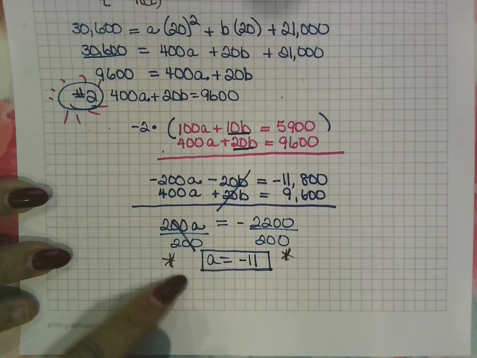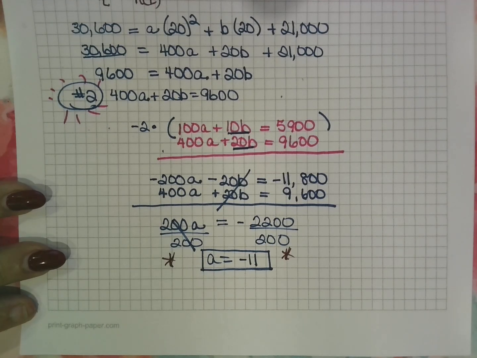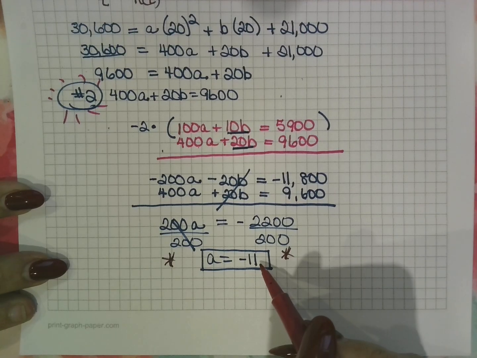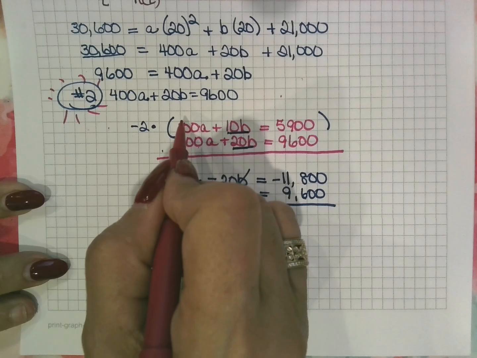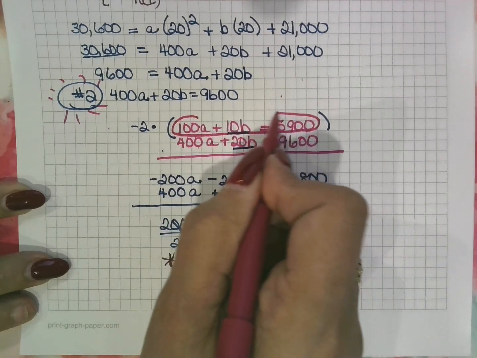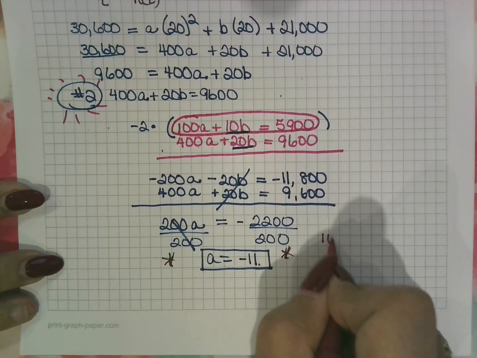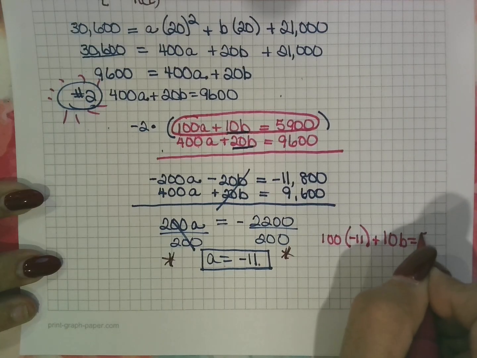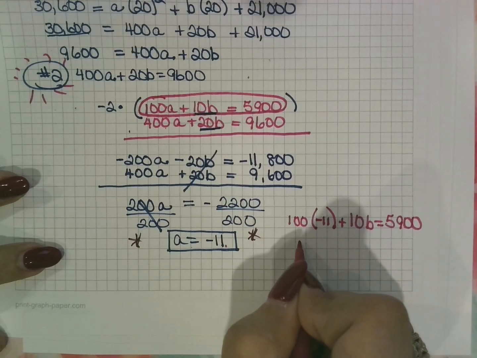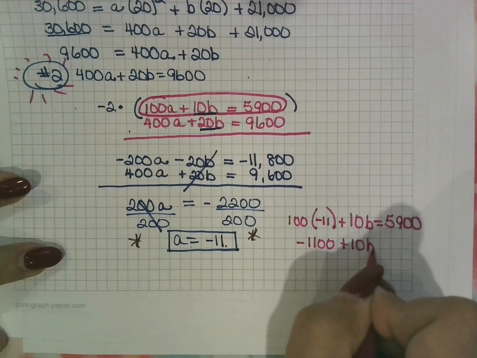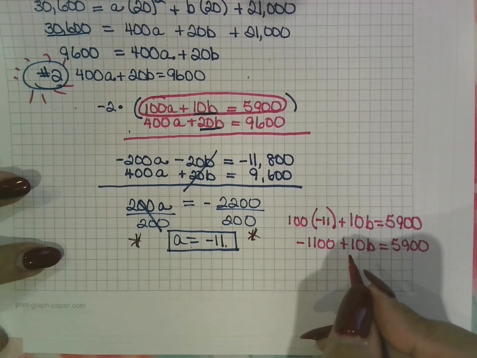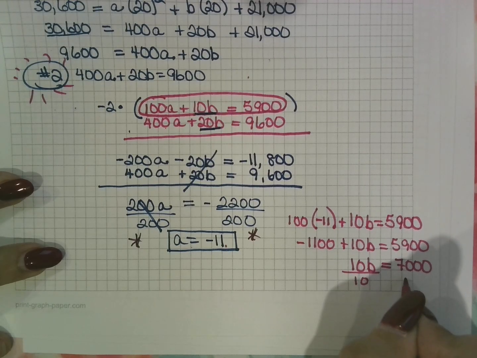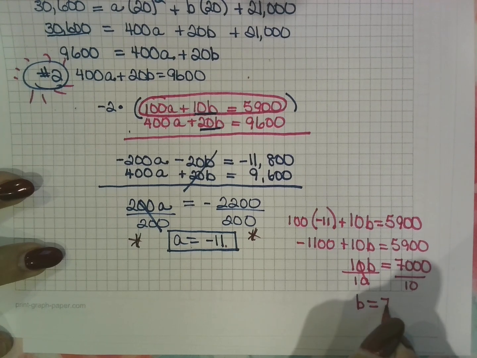So that's important. Next thing we need to figure out is, what is B? To figure out what B is, you can go back to one of these two original equations, whichever one makes you happy, and plug in negative 11 for A. I'm going to take this guy right here, because again, the numbers are smaller and it just looks easier. So I've got 100 times negative 11 plus 10B equals 5,900. This is going to give me negative 1100 plus 10B equals 5,900. I'm going to add 1100 to both sides, and I'm going to get 10B equals 7,000. Divide both sides by 10, and B is 700.